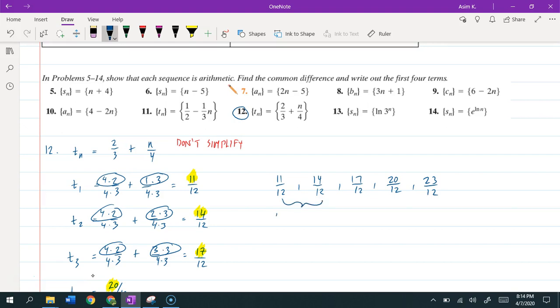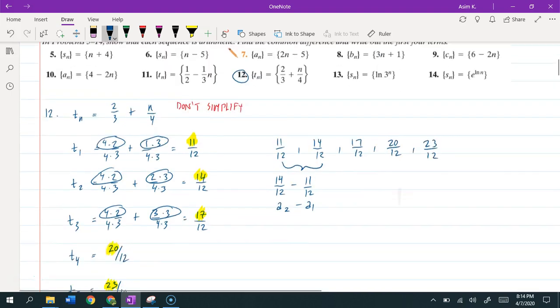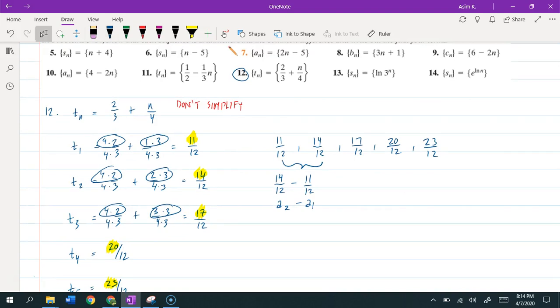And we're going to take the latter and subtract by the former, okay? In other words, we're taking a sub 2 and we're subtracting a sub 1. Now, figure out what you get when you do something like that, and the answer that you get is 3 over 12. Okay, so you don't have to make any conclusions so far. Now take a sub 3 and subtract a sub 2. What do you get? You get 3 over 12.